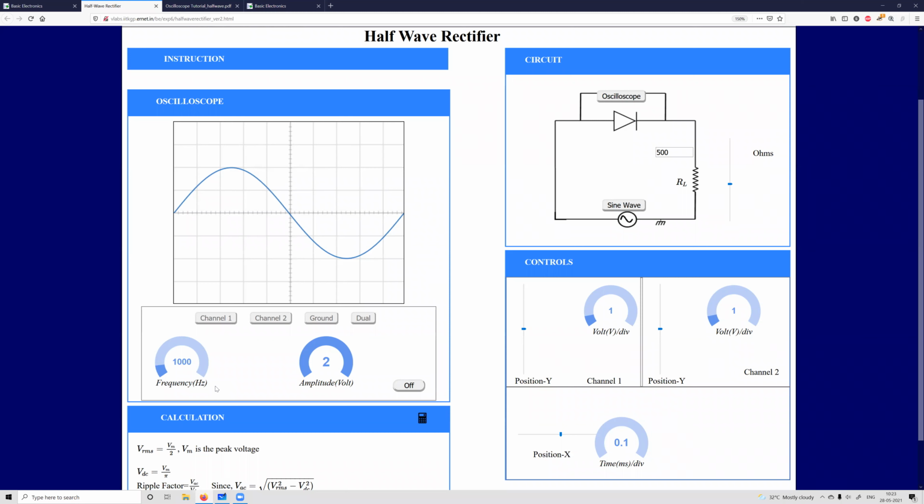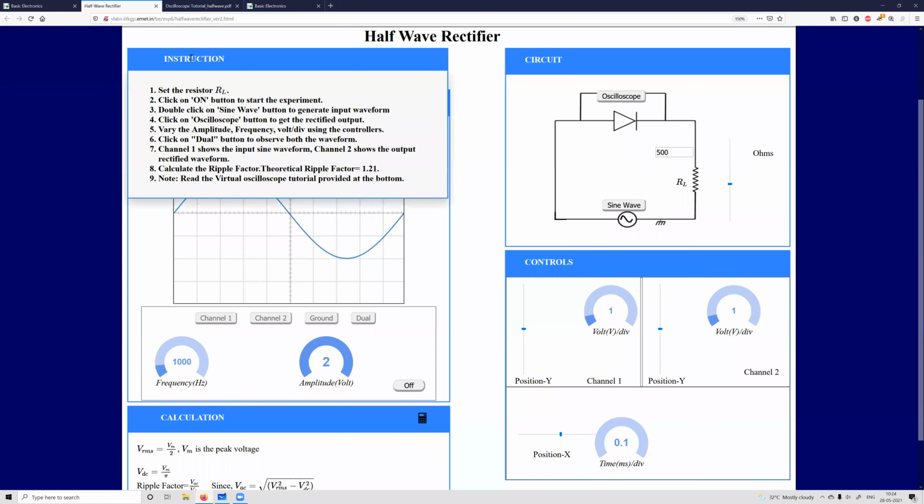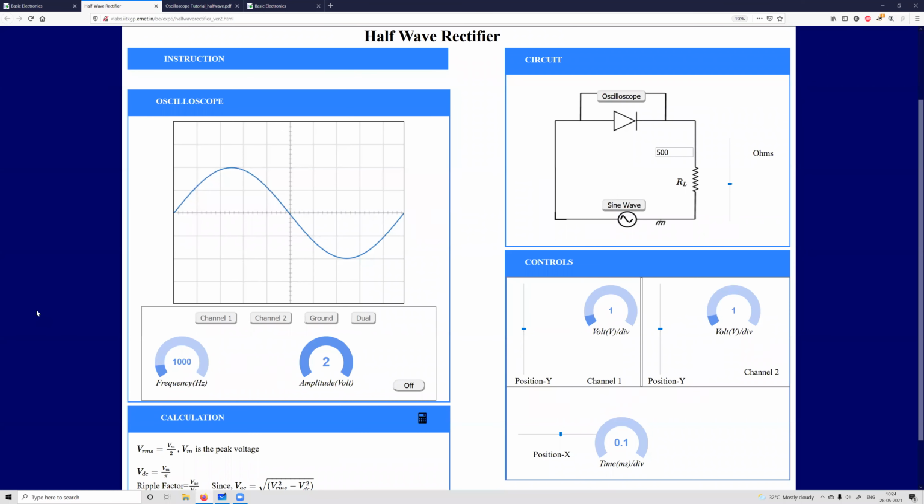So this blue waveform is my input. I am getting this waveform from the sine wave source. Okay, let us carry on. Click on the oscilloscope button to get the rectified output. The rectified output I can see in channel 2.